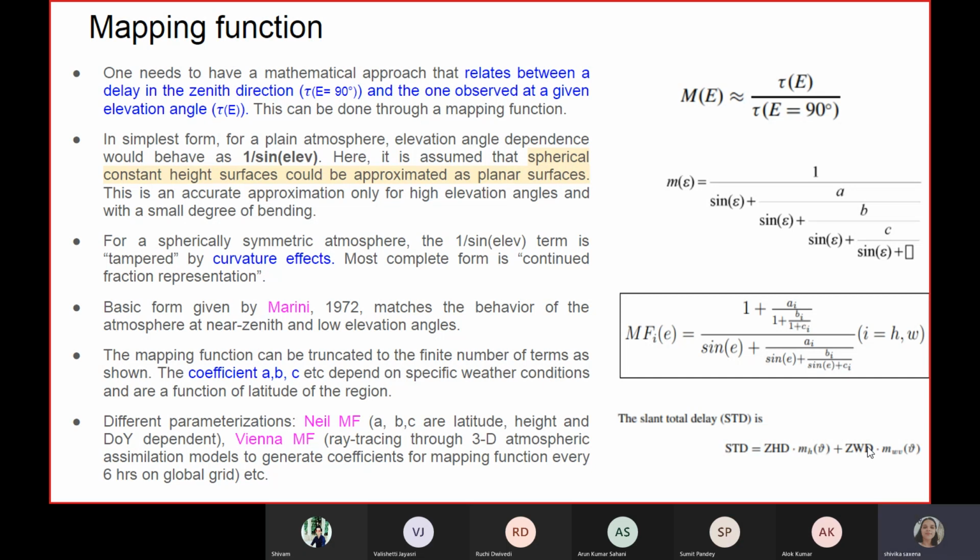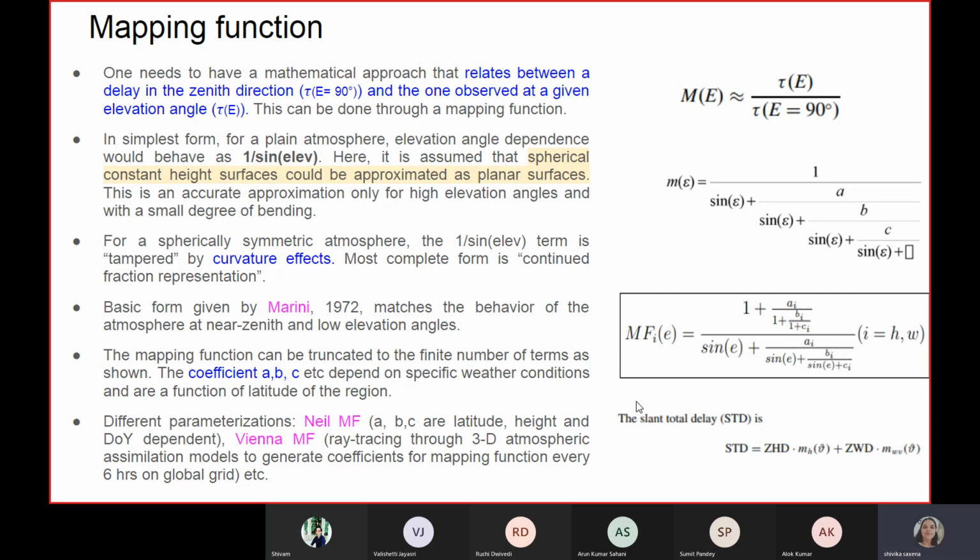I hope this is clear. So STD is equal to SHD plus SWD. SHD is given by ZHD into the mapping function for the dry part, that is MH, and SWD is given by ZWD into the wet mapping function. I hope this equation is clear. This is important for the main highlight of this slide.